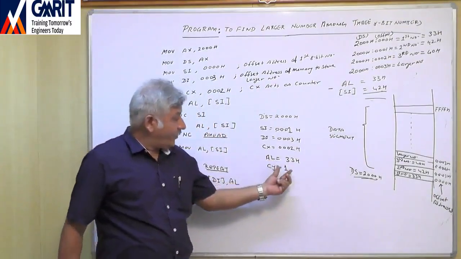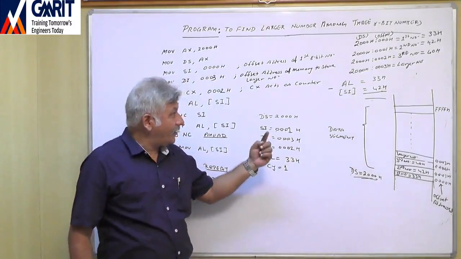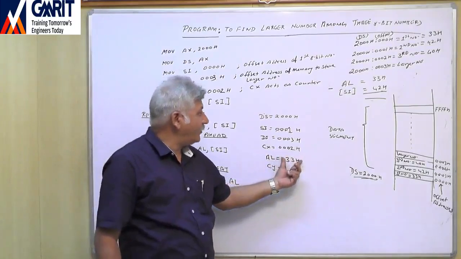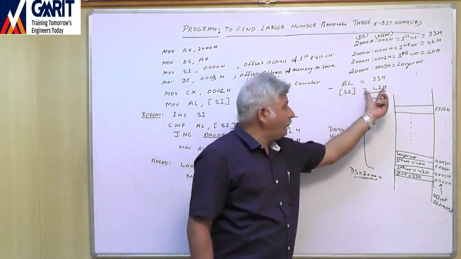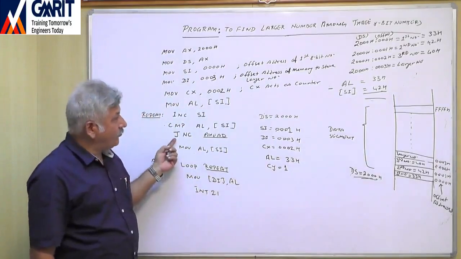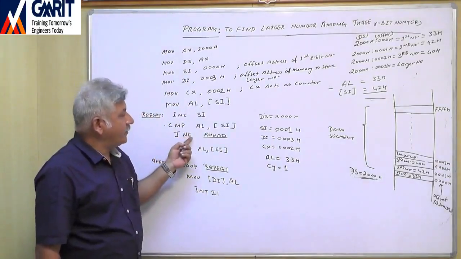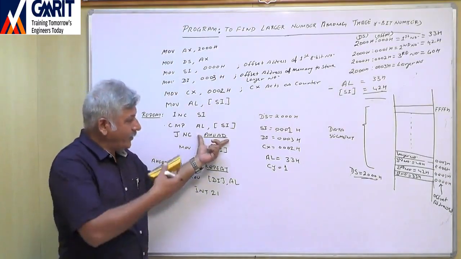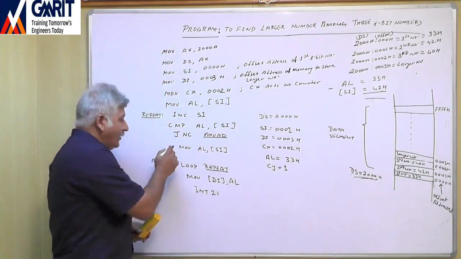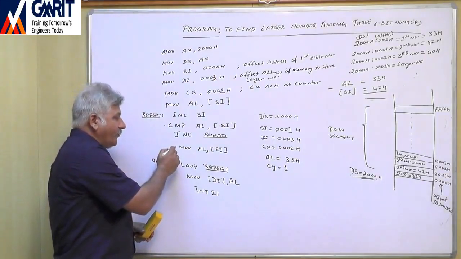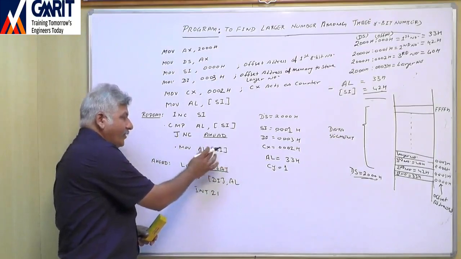Once the carry flag is set, this indicates that our larger number is in memory, right? Because see, in AL we have 33 and in the memory we have 42. Now after the comparison, the JNC instruction will be executed. JNC, jump no carry. If no carry, then go ahead. But here carry is generated, that's why the next instruction is executed. The purpose of this instruction is always to bring the larger number into AL.